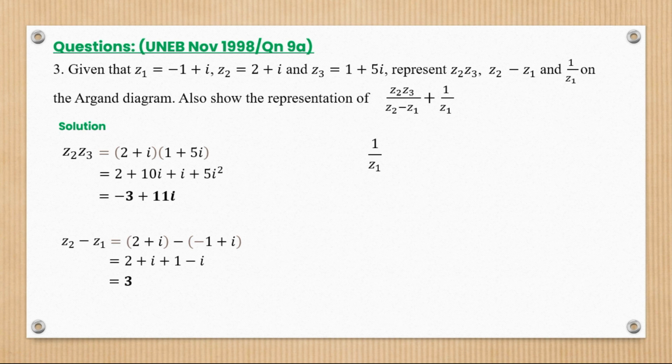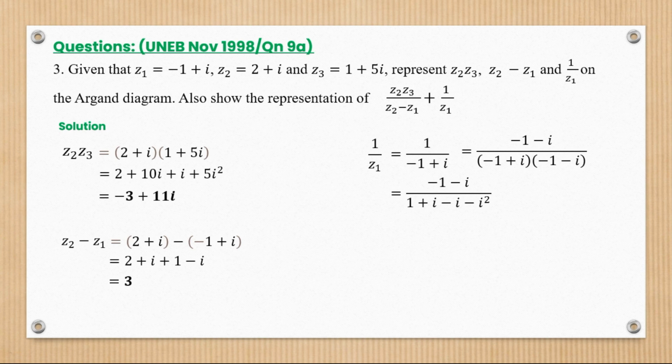So let's deal with 1 over z1. We know that this is simply an inverse of z1, so we have 1 over negative 1 plus i. Now in such an example, it's more like a division of complex numbers, and in such cases we multiply both top and bottom by the conjugate of the bottom, and that's why we end up with that. The conjugate of the bottom is negative 1 minus i.